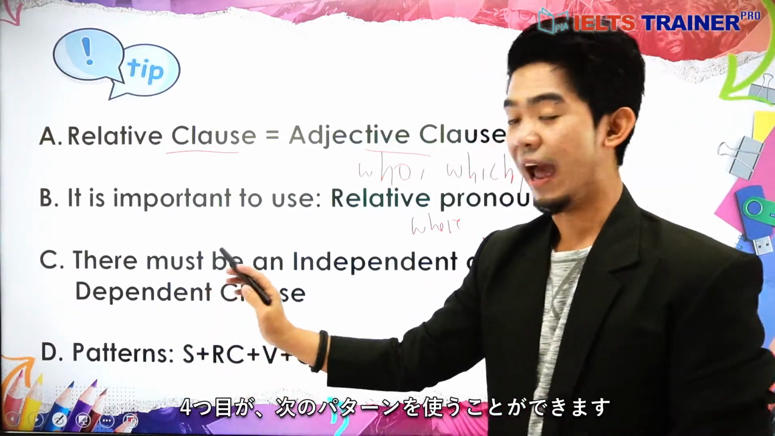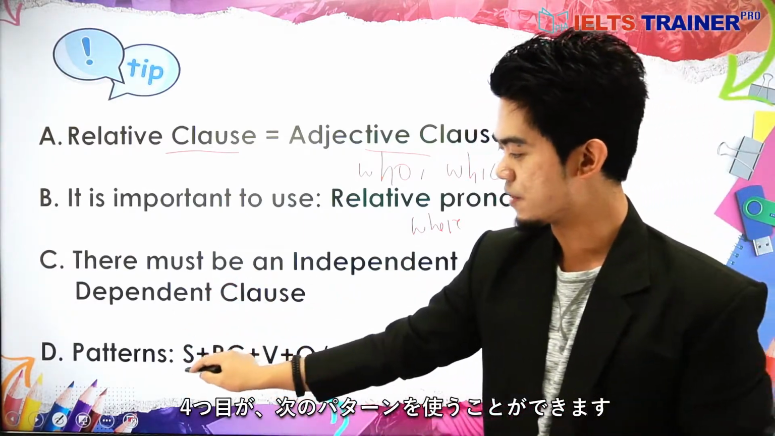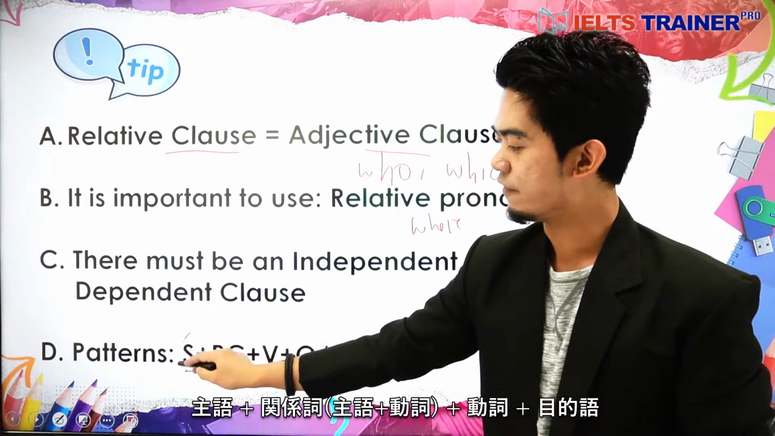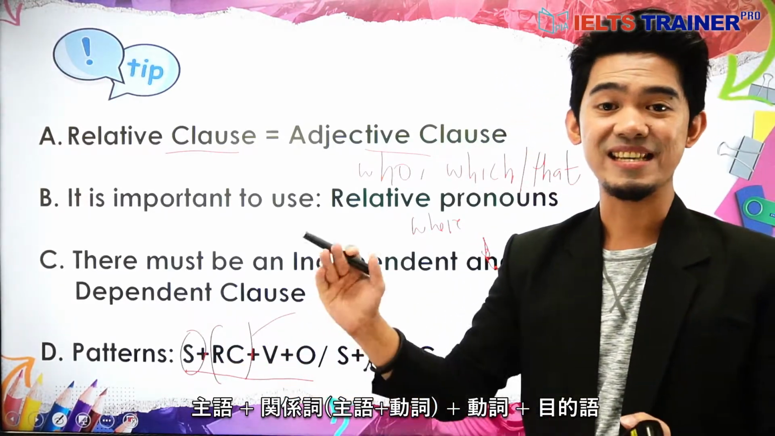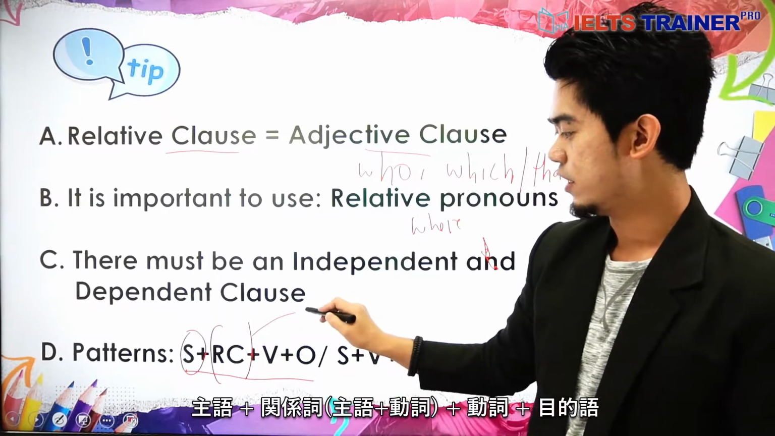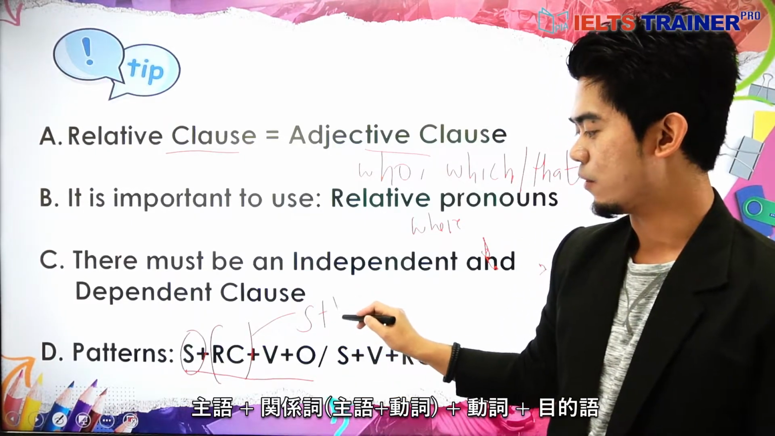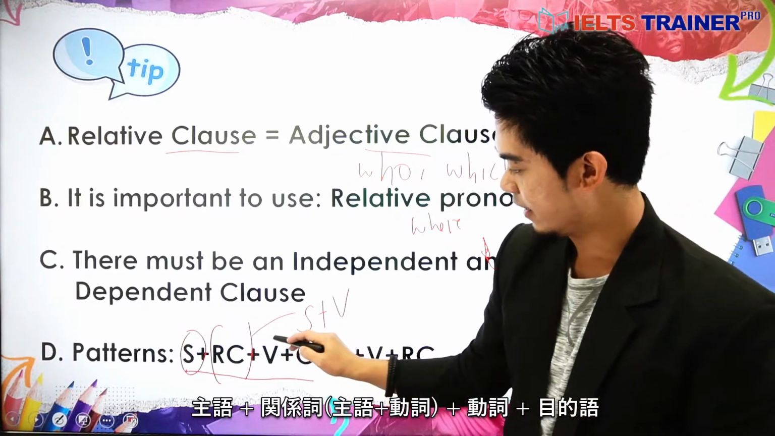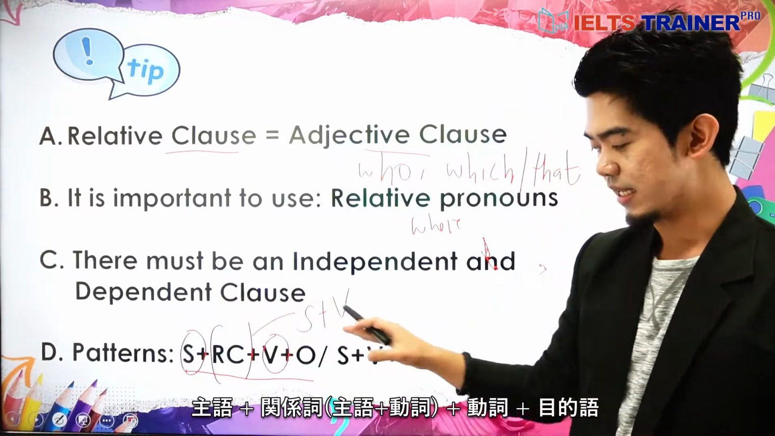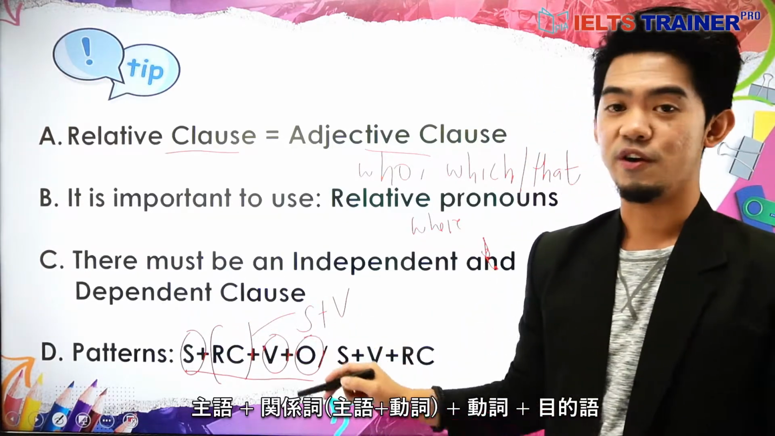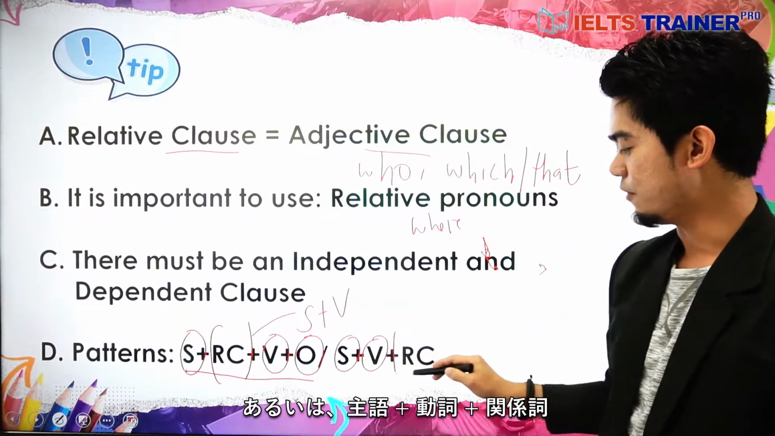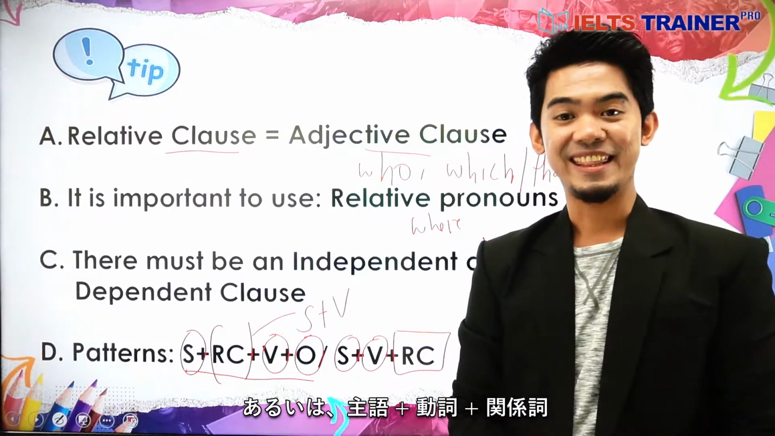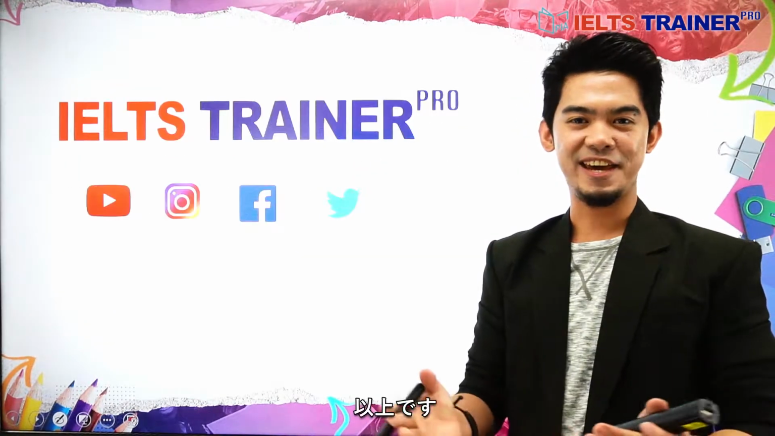And lastly, for our patterns, we could follow this pattern. We have your subject and your relative clause. Again, remember that inside your relative clause, we should have our subject and our verb. And then here comes your main verb of the sentence, and then your object. Or you may write subject, verb, and then your relative clause. That is also okay.